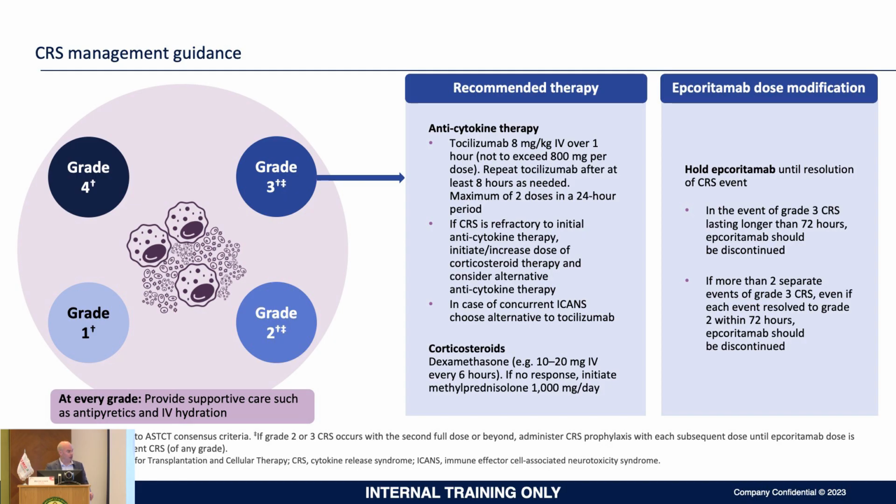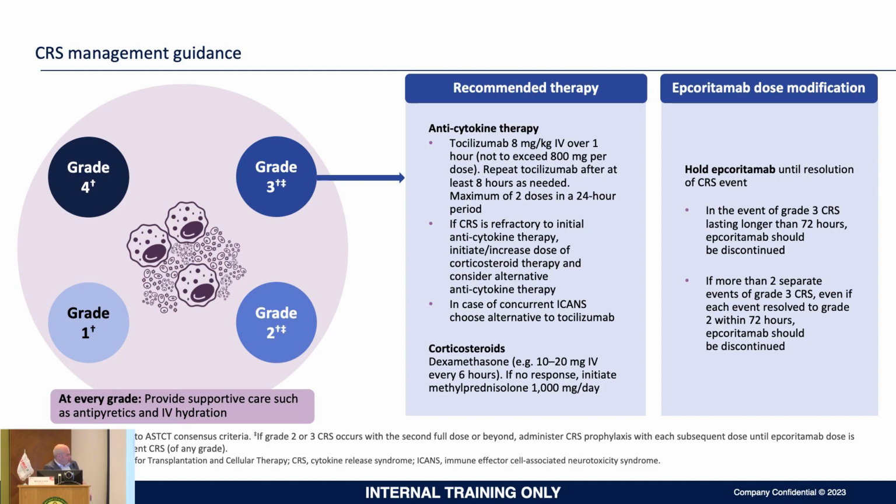You might want to repeat the tocilizumab. Remember, maximum of 2 doses in 24 hours. And you might want to consider alternative anti-cytokine therapy if CRS is refractory. I would personally, if patients are that unwell, be considering alternative diagnoses as well, such as sepsis, because as I said, grade 3 CRS is actually quite rare, and so I do think it's important to consider that this may not actually be CRS and consider treating with antibiotics, etc.